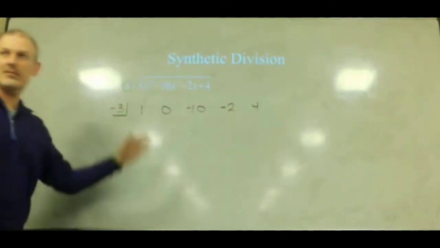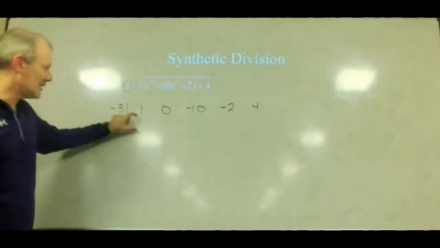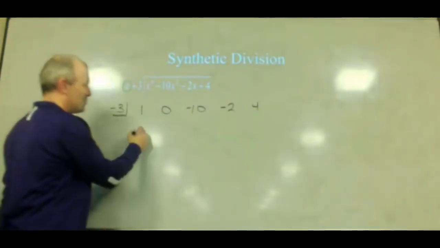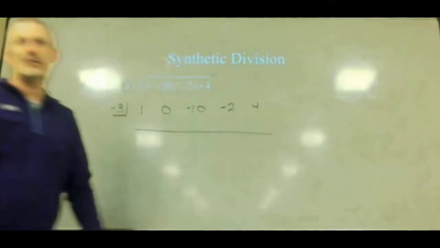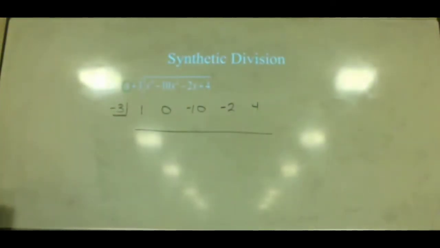Okay, so we've got our numbers written down. Then you're going to leave a little space because we're going to put some numbers underneath these, and we're going to put a line. You always do this the same way, so you're just going to get in this habit. So we've got the corner, we've got the coefficients, we've got the line.